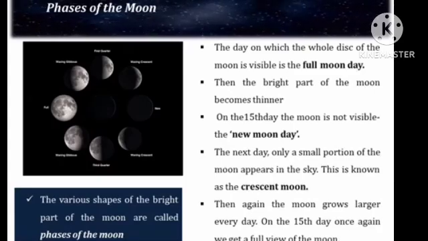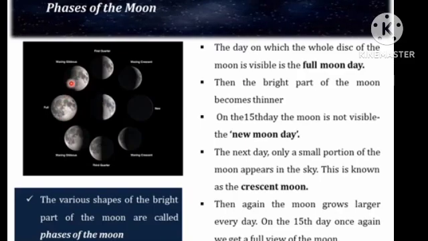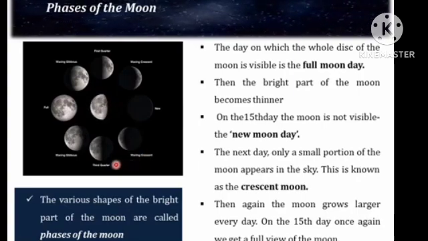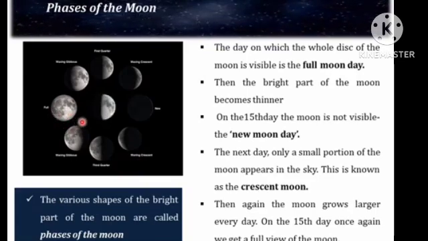Now let's understand more about this. The day on which the whole disk of the moon is visible is known as the full moon day. Thereafter, every night, the size of the bright part of the moon becomes thinner and thinner. On the 15th day, the moon is not visible, and this day is known as the new moon day. The next day, only a small portion of the moon appears in the sky, and this is known as a crescent moon. Then again, the moon grows larger every day, and on the 15th day, we once again get a full view of the moon.